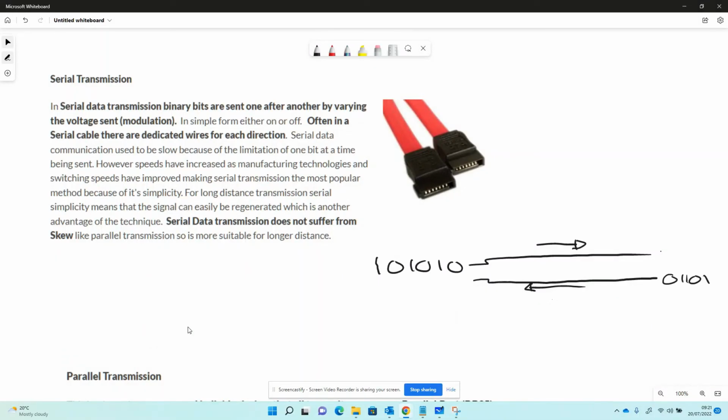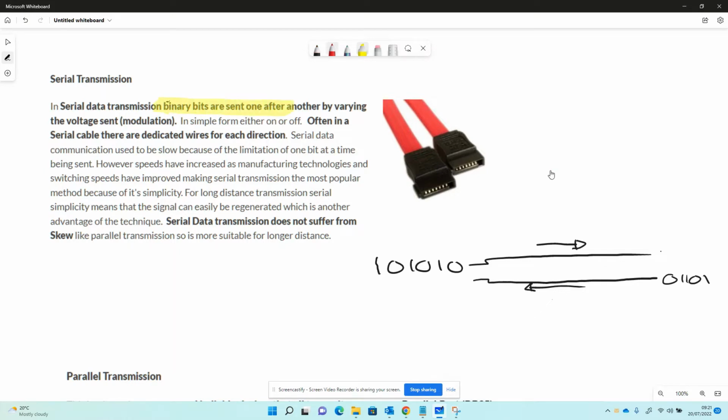Now this video talks about serial transmission and parallel transmission, and then we'll talk a little bit about signal impairment as well, or things that stop the transmission being as good as it could be. So first of all, serial transmission, each binary bit, they're sent one after another.